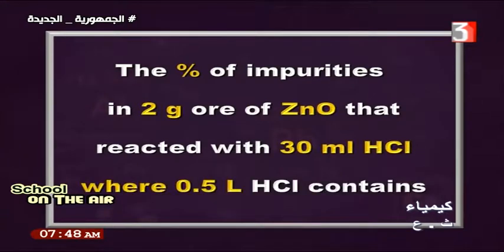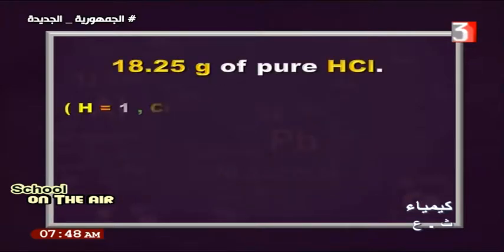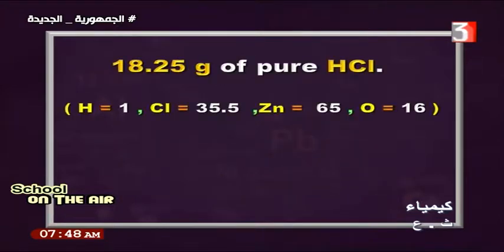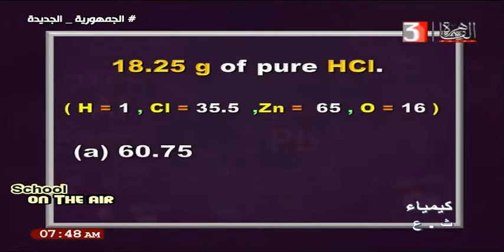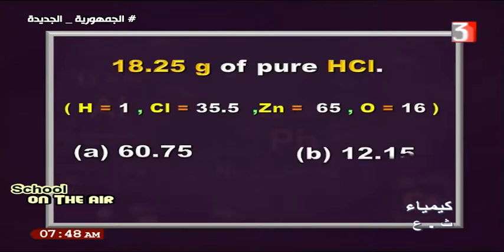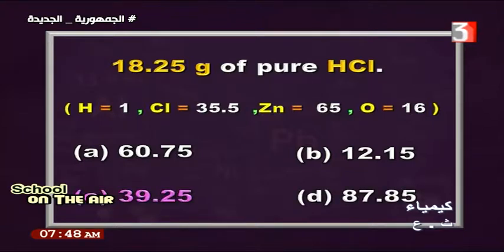Next question. The percentage of impurities in 2 gram of zinc oxide ore that reacted with 30 milliliter hydrochloric acid, where 0.5 liter of hydrochloric acid contains 18.25 gram of pure HCl, where the atomic masses of HCl, zinc and oxygen are given in the problem as shown on the screen. So what is the answer? Is it A, B, C, or D? If you solve the problem, it will be C.